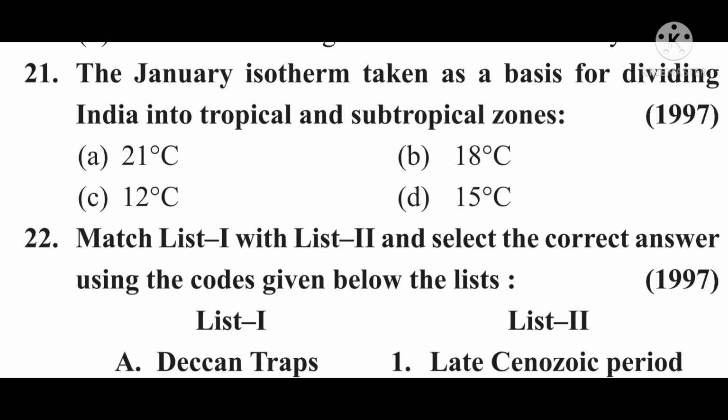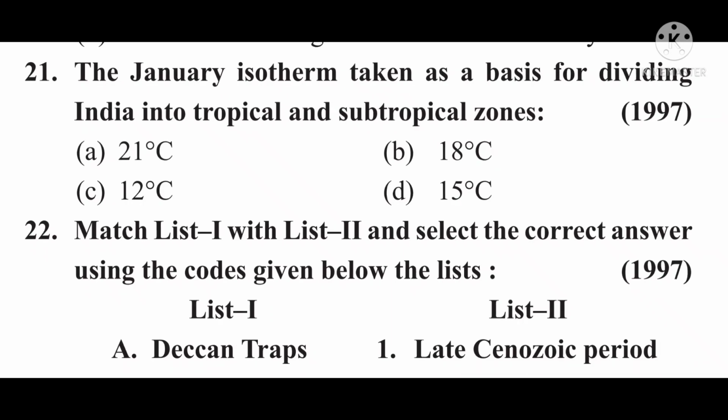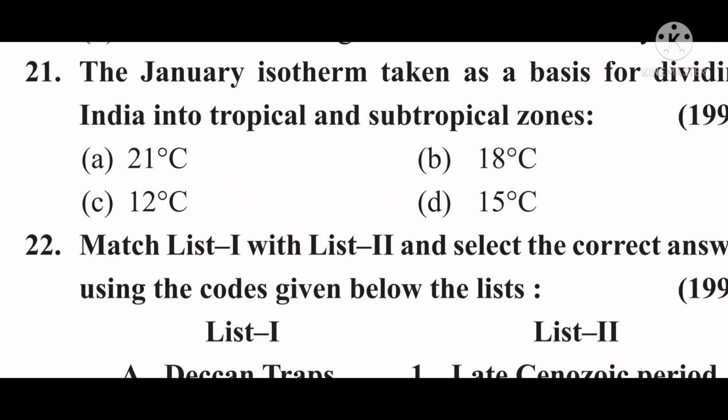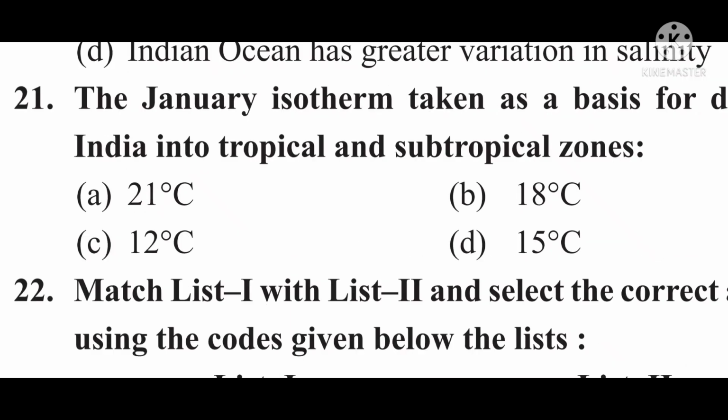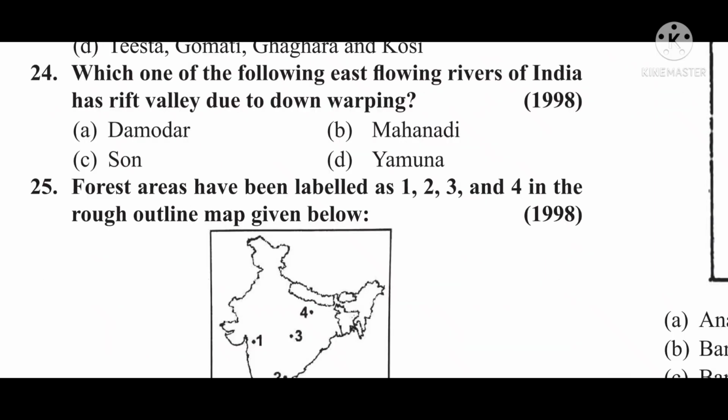Next question. The January isotherm is taken as a basis for dividing India into tropical and subtropical zones. The 23½° latitude divides India into tropical and subtropical zones. Isotherms are imaginary lines joining equal temperatures. In the month of January, the 18° Celsius isotherm divides India into tropical and subtropical zones. Next question. Which one of the following flowing rivers of India has a rift valley due to down-warping? A rift valley is a place of interaction of tectonic plates. So among the rivers, the Mahanadi creates a rift valley in India.